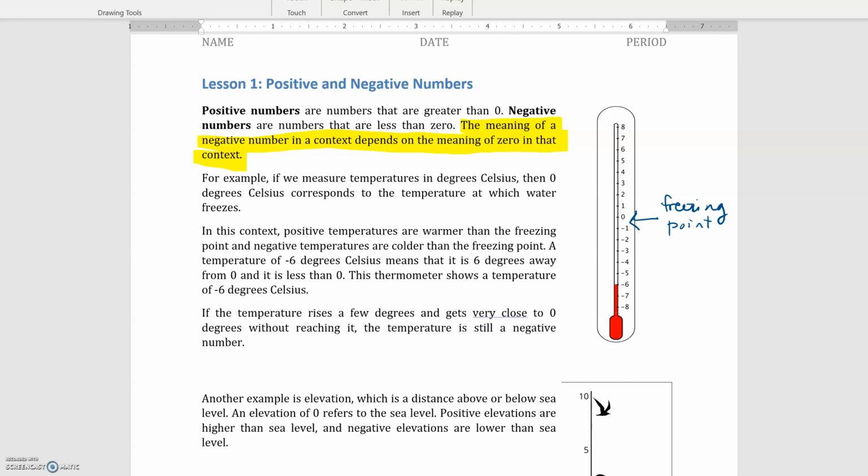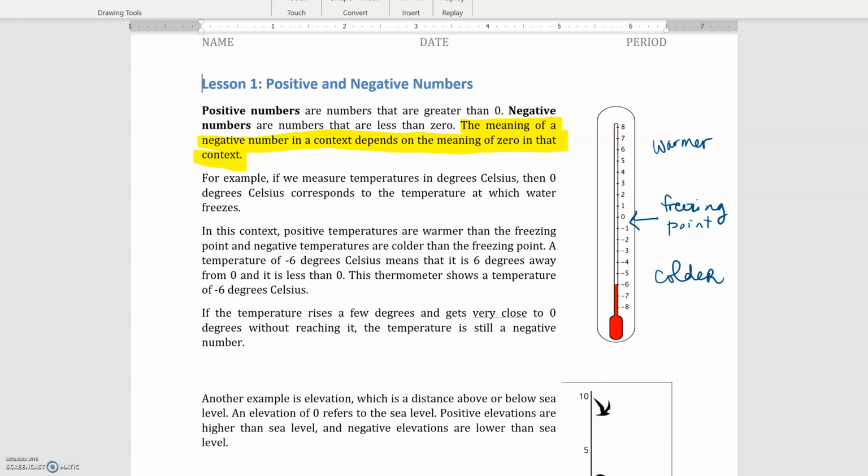In this context, positive temperatures are warmer than the freezing point, and negative temperatures are colder than the freezing point. So I'm going to label here that these numbers right here above are warmer, and these numbers over here are colder. A temperature of -6 degrees Celsius means that it is 6 degrees away from 0 and it is less than 0. And as you can see here, this thermometer shows a temperature of -6 degrees Celsius. So that's an example we have now of a thermometer.